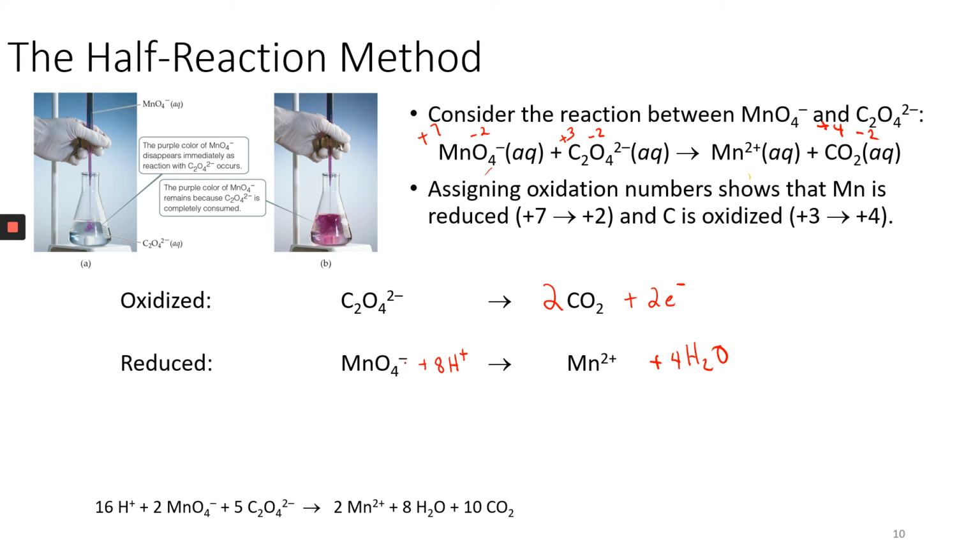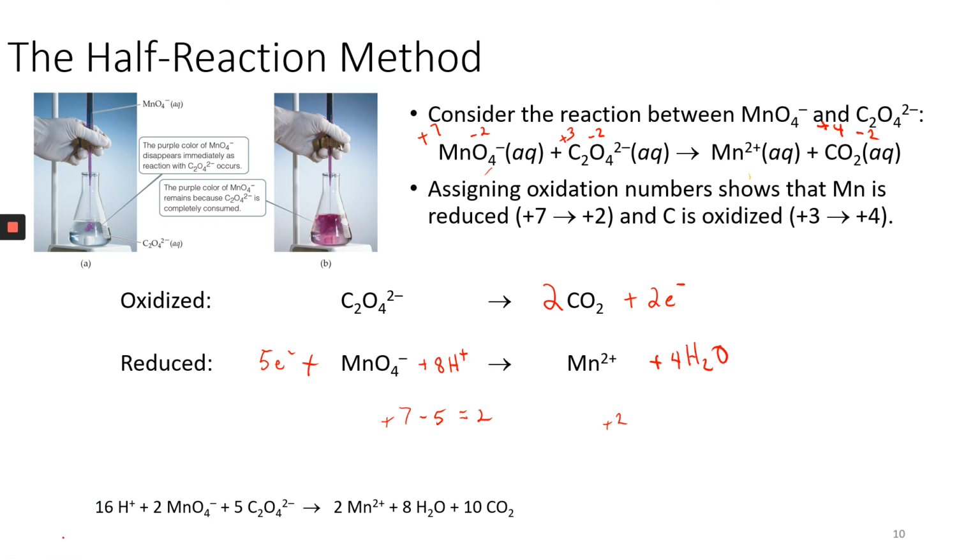So here I have a -1 and a +8, which gives me a +7. So +7 on this side. Here I have a +2. So I can only add electrons. So I have to add 5 electrons to this. And now my charge is +2 on both sides.